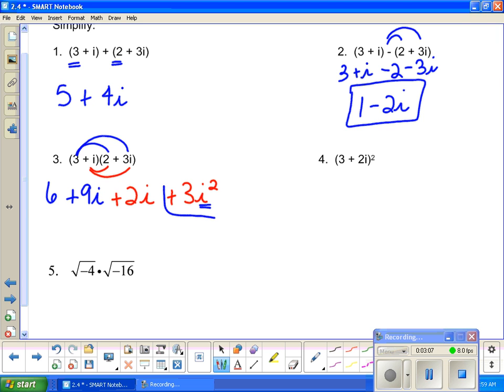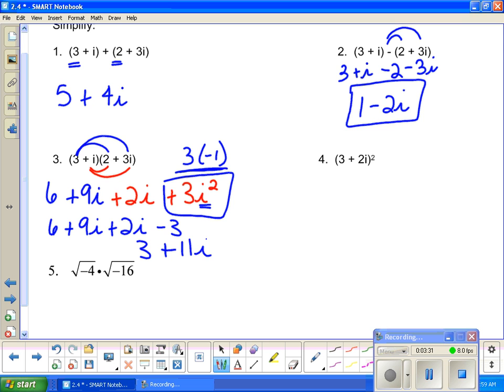So this expression here is the same thing as saying 3 times -1. So the whole thing would be 6 plus 9i plus 2i minus 3. So now combine like terms. 6 minus 3 is 3. 9 plus 2 is 11i. Standard form.